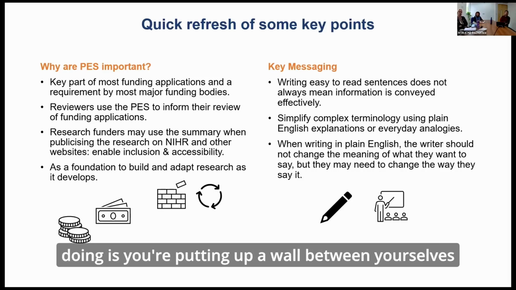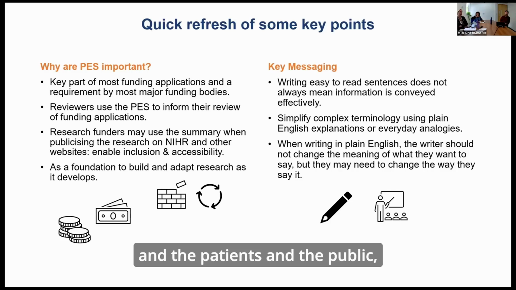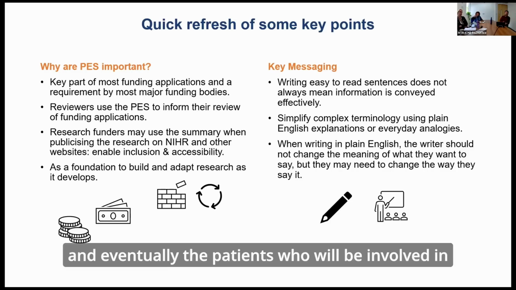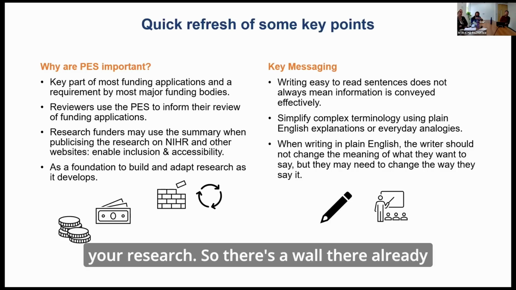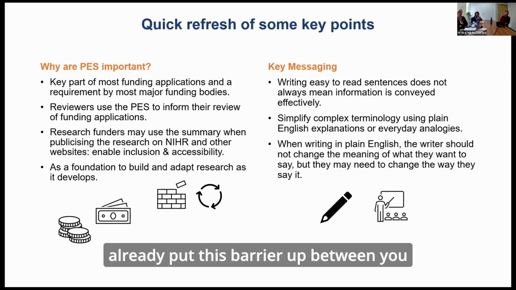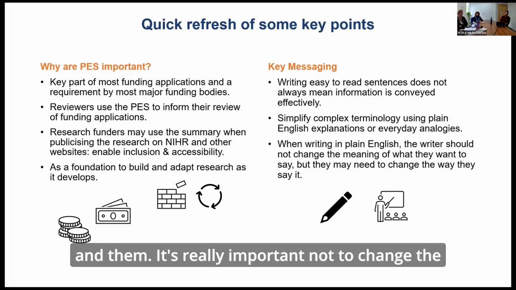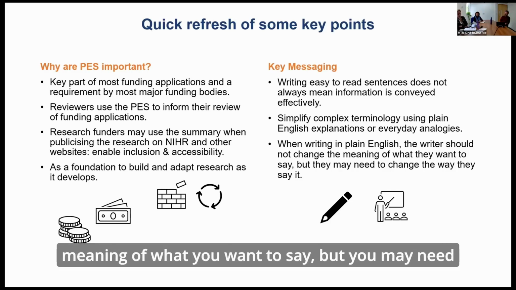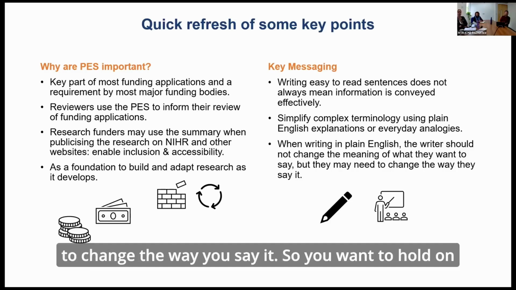Because straight away what you're doing is you're putting up a wall between yourselves and the patients and the public, and eventually the patients who'll be involved in your research. So there's a wall there already if your plain English summary isn't clear. So you've already put this barrier up between you and them. It's really important not to change the meaning of what you want to say, but you may need to change the way you say it.